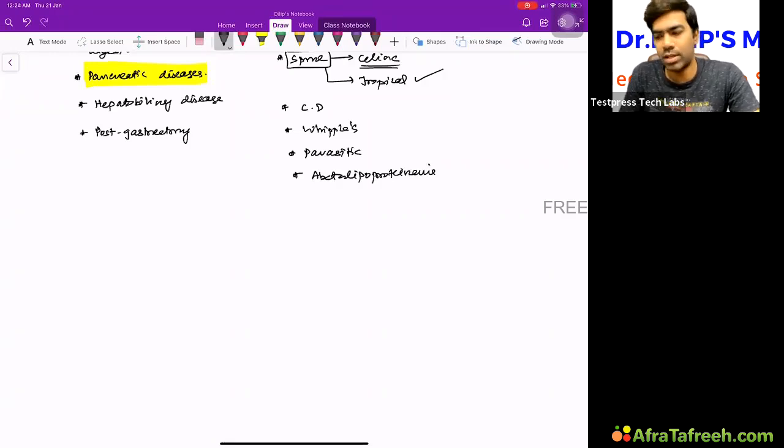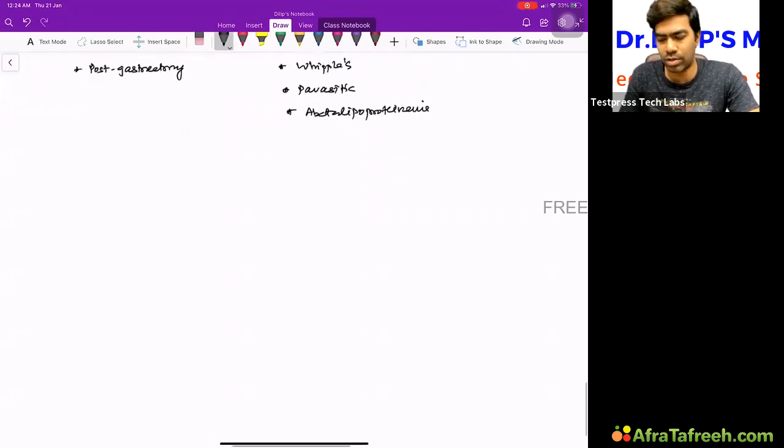And again, the problem here is impaired formation of chylomicrons. Only when you form chylomicrons can you take this dietary fat and push it into the lymph and then into the blood. So if you cannot form chylomicrons, that is the idea here. That is called abetalipoproteinemia.